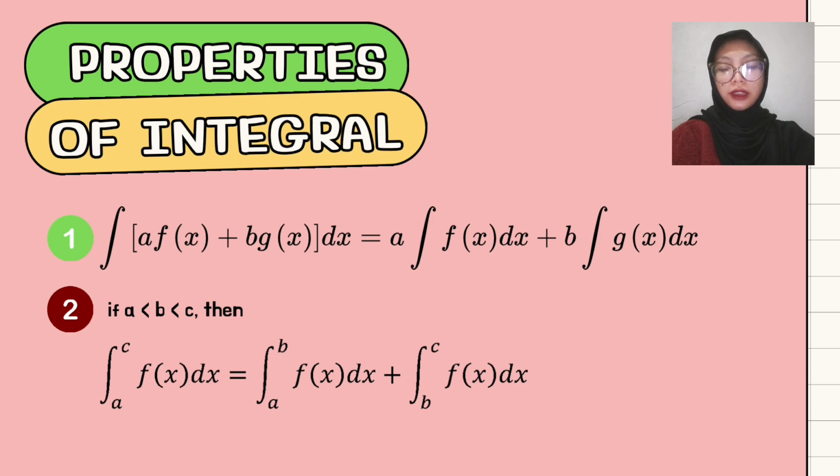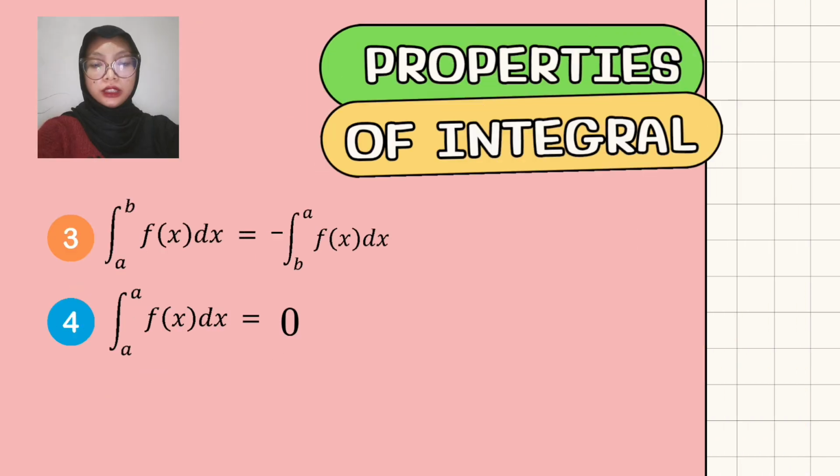Property number 2. If a is less than b and b is less than c, then the integral from a to c of f(x) dx equals the integral from a to b of f(x) dx plus the integral from b to c of f(x) dx. This means we can break the integral from a to c into two parts, from a to b and from b to c.